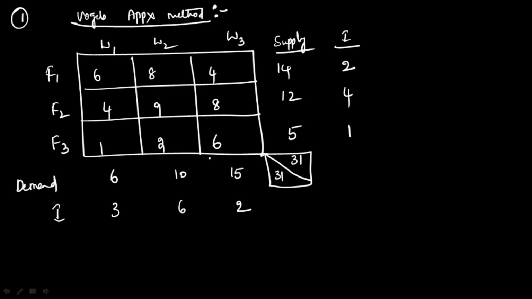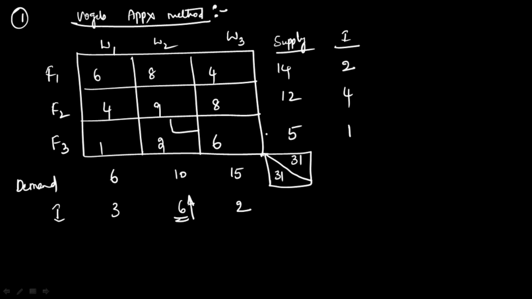Is that clear? Now out of this, you need to select the highest of the differences. Who is highest here? 6. So we need to select this one. 6 represents this second column, correct? Which is W2. In the W2 column, we need to select the least cost possible. Who is the least cost? 2. So I will start allocating for 2.